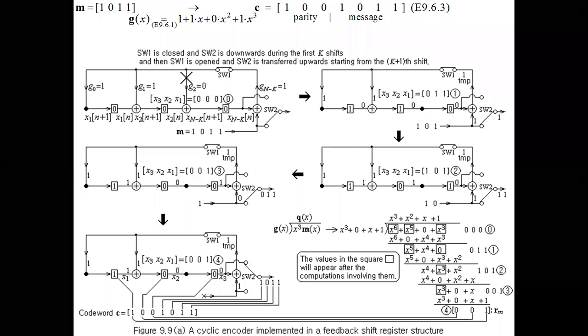Students, the essence of the circuit division method is the generator polynomial g of x. By using the generator polynomial, you can design a circuit.